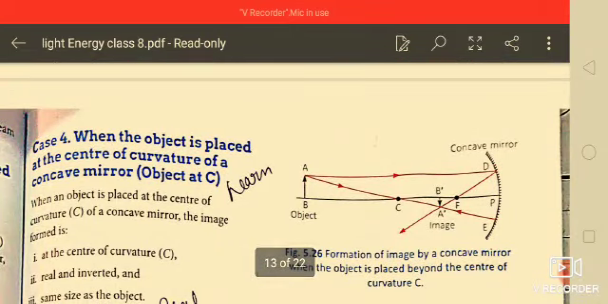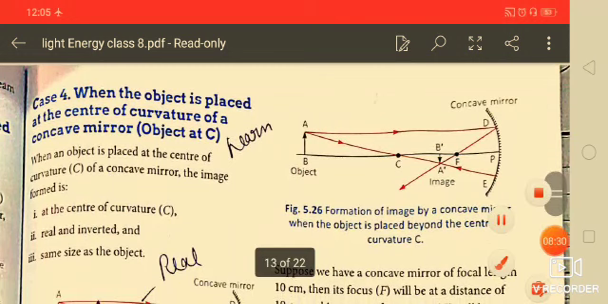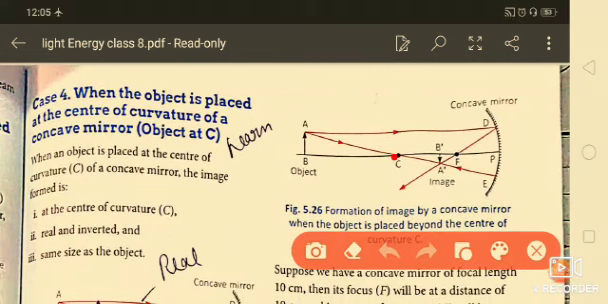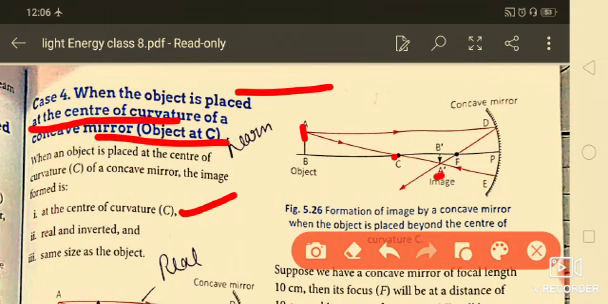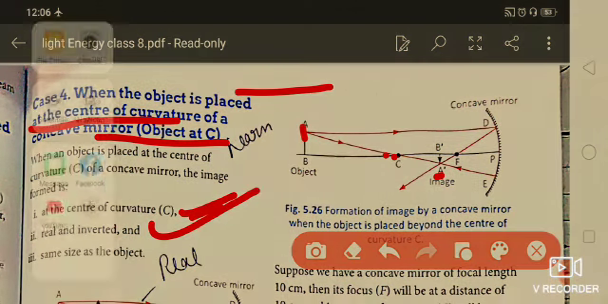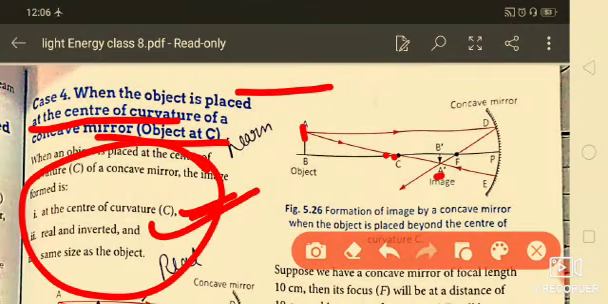Next one is, when an object is placed at the center of curvature, you are seeing here that at the center of curvature an object is here, then what will happen? Then your image will form at the center of curvature, okay. In case number 4, when the object is placed at the center of curvature of the concave mirror, your image also will form at the center of curvature, and that will be real, inverted and the same size as the object. That means as much as the size of the object, the same you will find the image, okay.